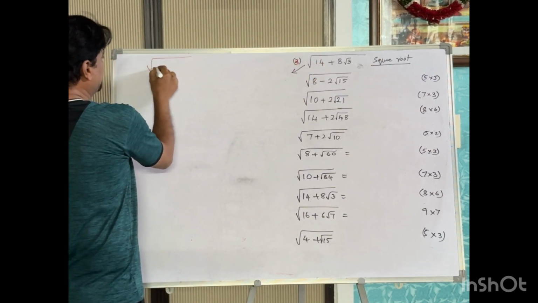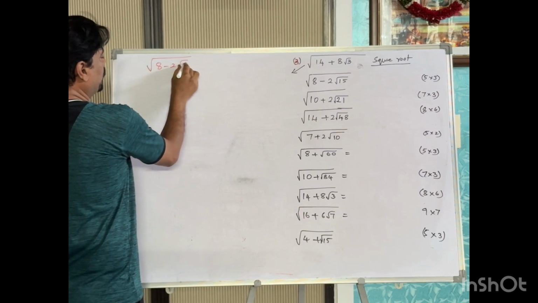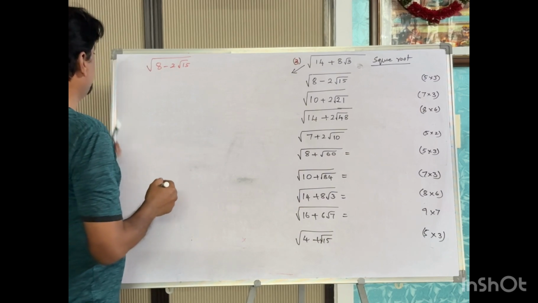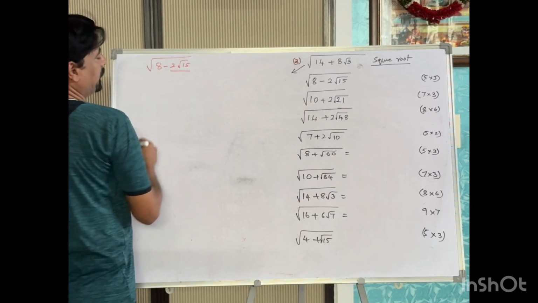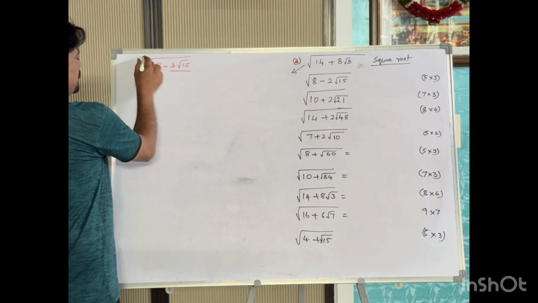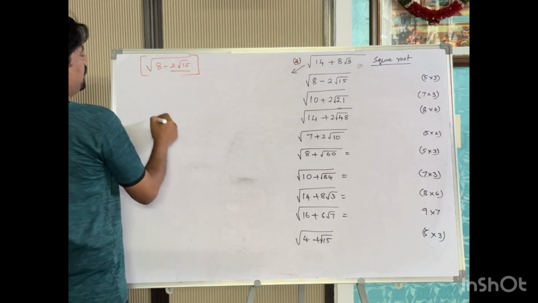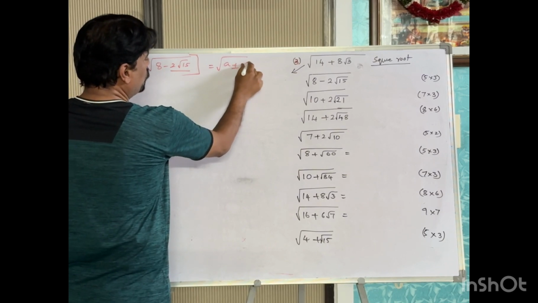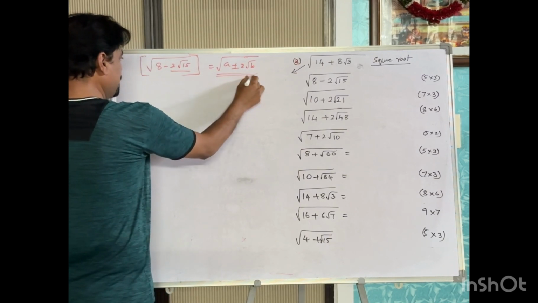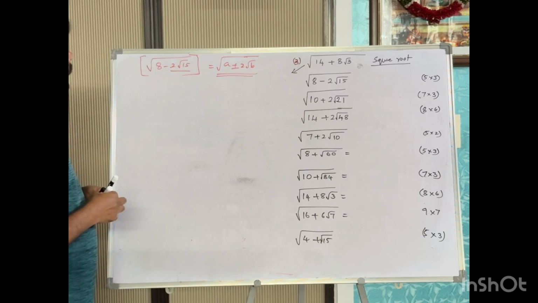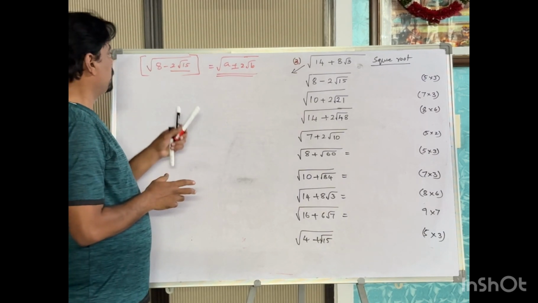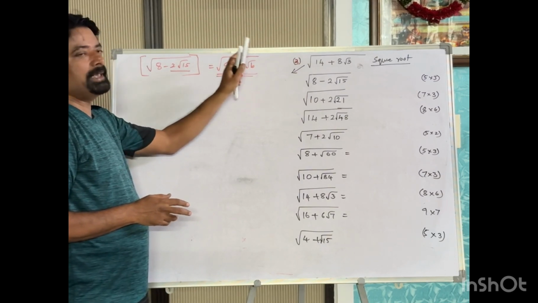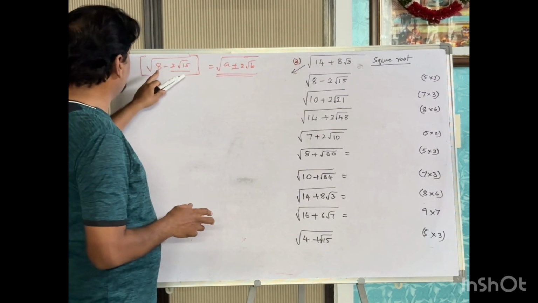The second question is 8 minus 2 root 15. To find the square root of this one, you see this is in the form of 2 into something. So first, in these types of questions, you need to observe whether the question is under root of a plus or minus 2 root b. Whether the question is in this form or not. Then only my technique will be applicable.